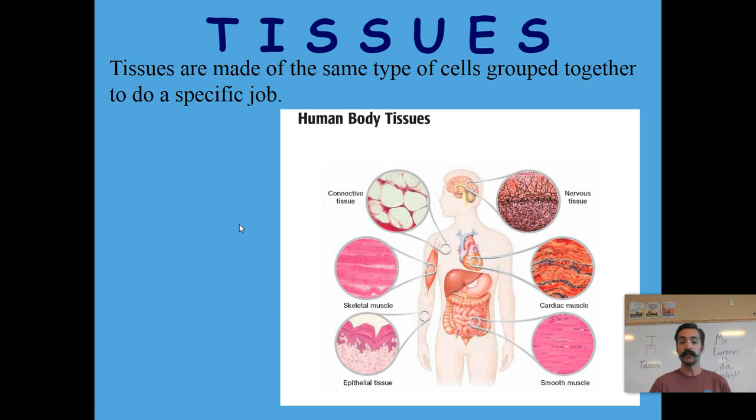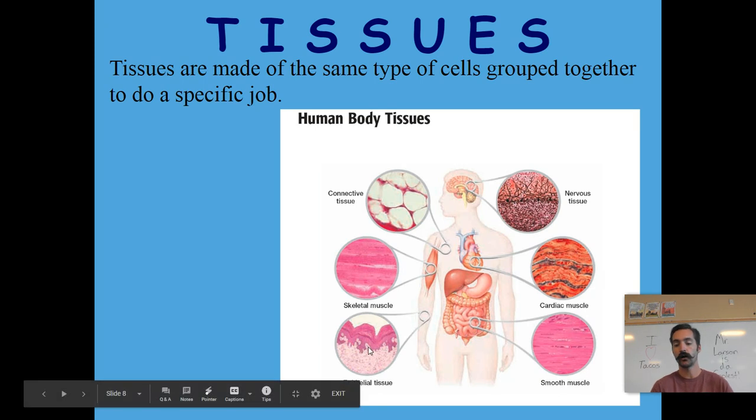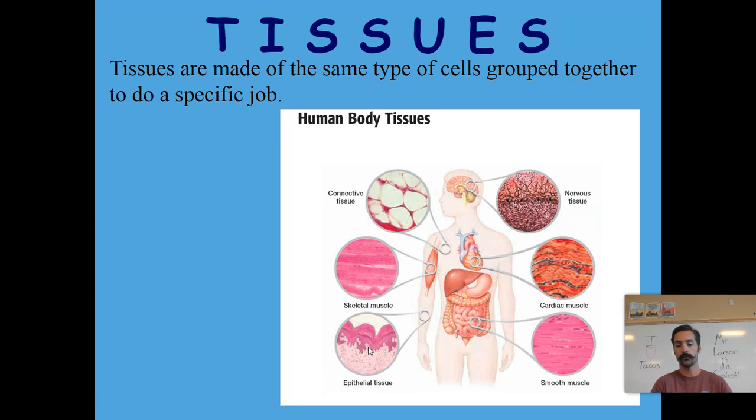So tissues, these are basically the same cells that are grouped together for the same specific job. So here you can see in the picture, you have your connective tissue that is basically your bones and your skin keeping it together. Your skeletal muscle, which is those ones that you have in your arms for voluntary movements. Your bicep is a skeletal muscle. You have your epithelial tissue, which is the outer layer of skin, protecting your bones and protecting your muscles. You have smooth muscles.